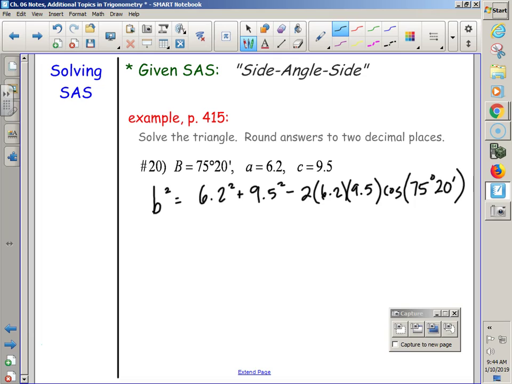But why did I use this one? Well, I had to. I needed B to be here. And if you look at all your formulas, the only way for B to be there is if I have B squared on the other side. But that's actually really ideal because I need to find that guy anyway. So square root of the big old mess.